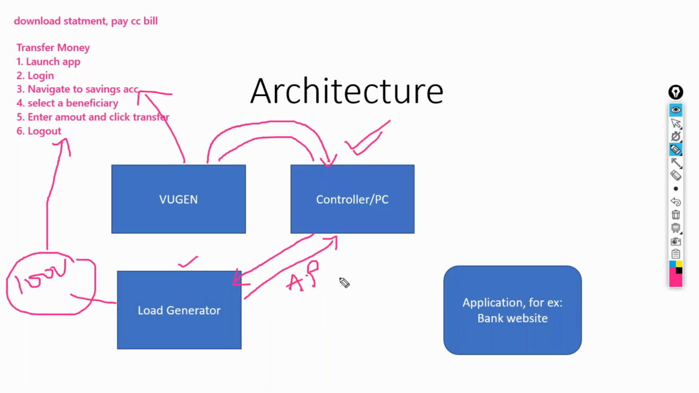In short, I am writing AP. Agent process is something which will take care of the data exchange between controller and load generator. So whatever scripts you upload to the controller will be transferred to the load generator machine, and the results will be returned back to the controller or Performance Center, and it will be taken care of by the agent process.